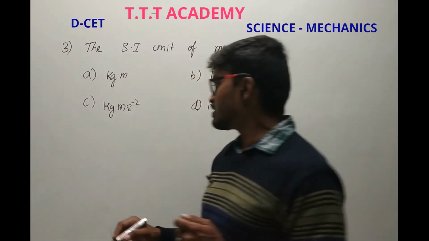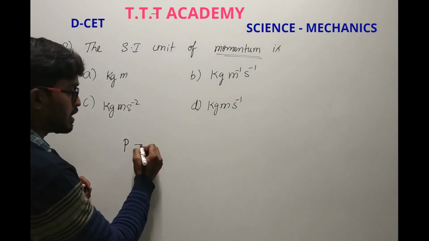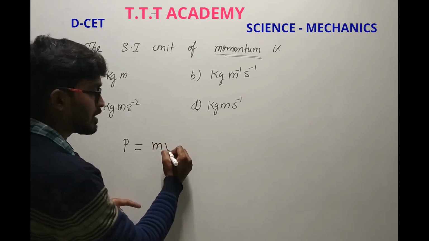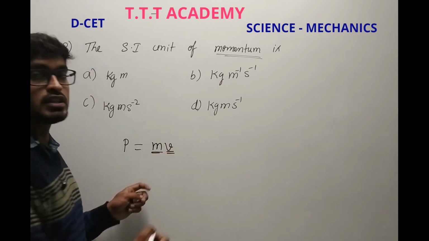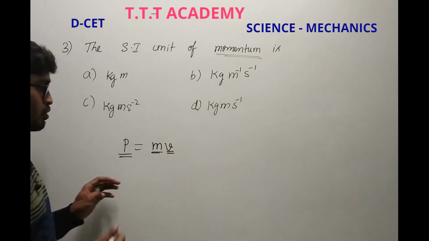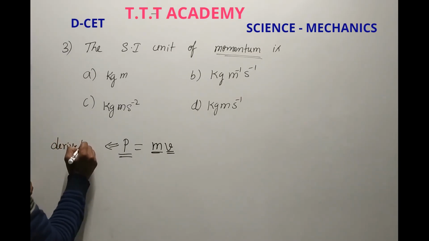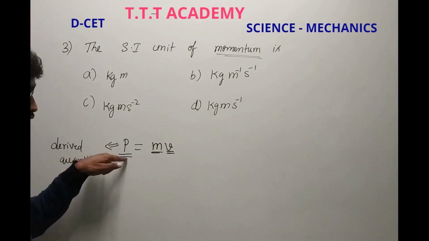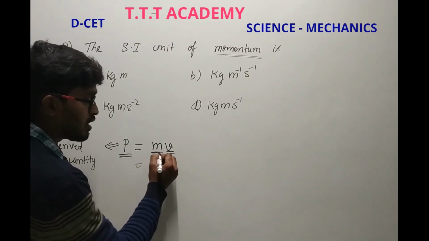The next, third question: the SI unit of momentum is. What is the meaning of momentum? Momentum is represented by P. If you consider any body of mass m moving with some velocity v, the product of the mass of the body and the velocity of the body is called momentum. This momentum is a derived quantity. By using the fundamental quantities, you have to derive the unit of momentum. This one is mass, this one is velocity.